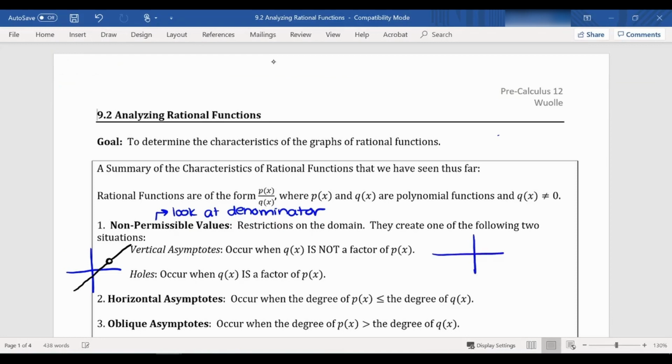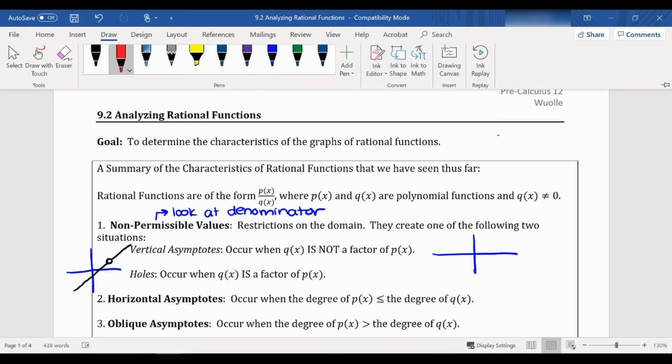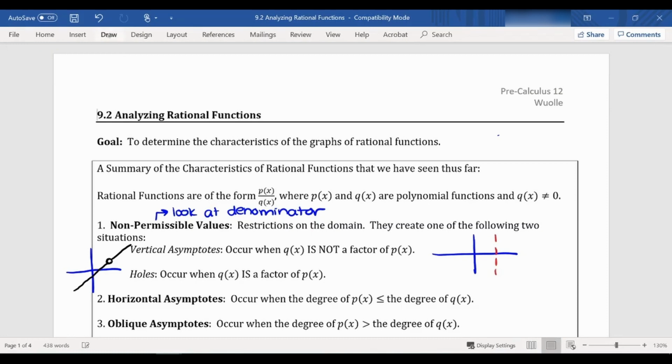Vertical asymptotes you saw as well in grade 11. If you had a vertical asymptote here, then your function might have looked like this and something like that. The vertical asymptotes happen when the denominator is not a factor of the numerator. Sometimes you might have multiple factors on the top and multiple factors on the bottom. If there's a factor on the top and the bottom that are the same, this will create a hole. If they are not the same, this will create a vertical asymptote.